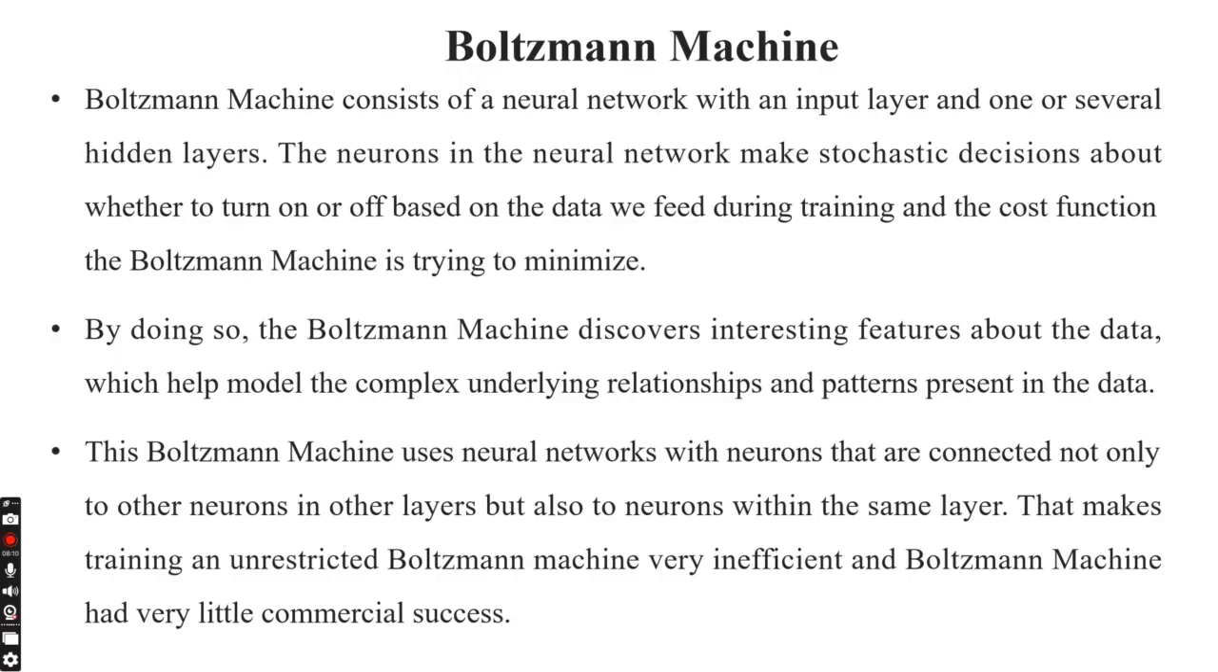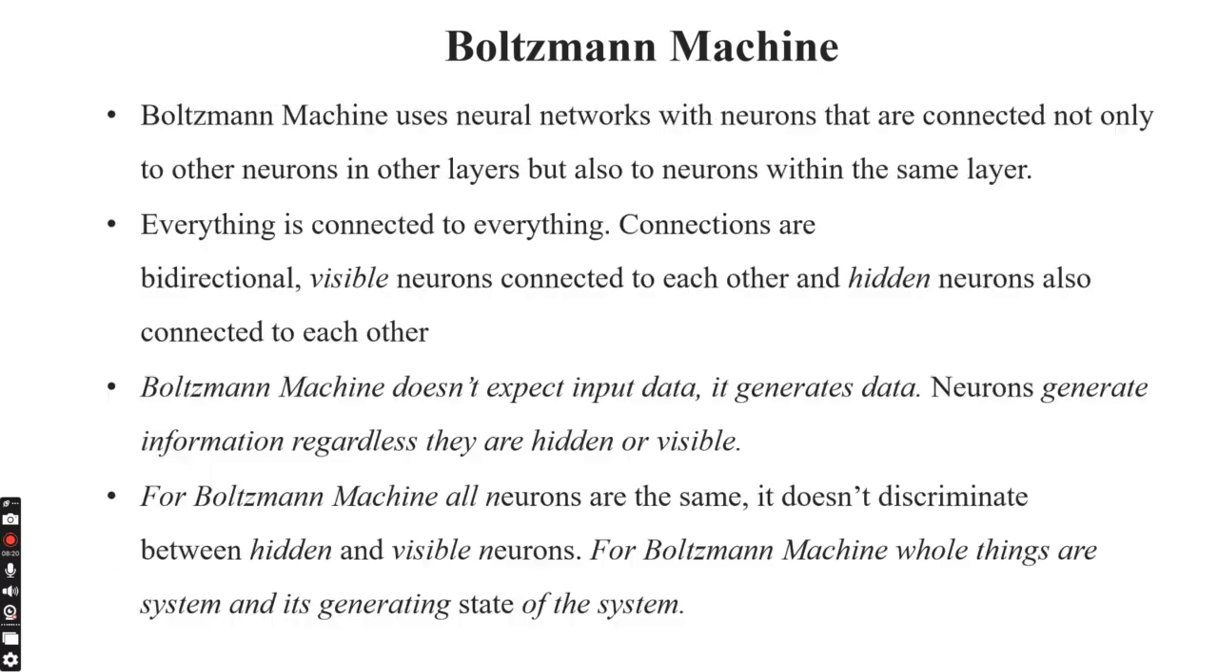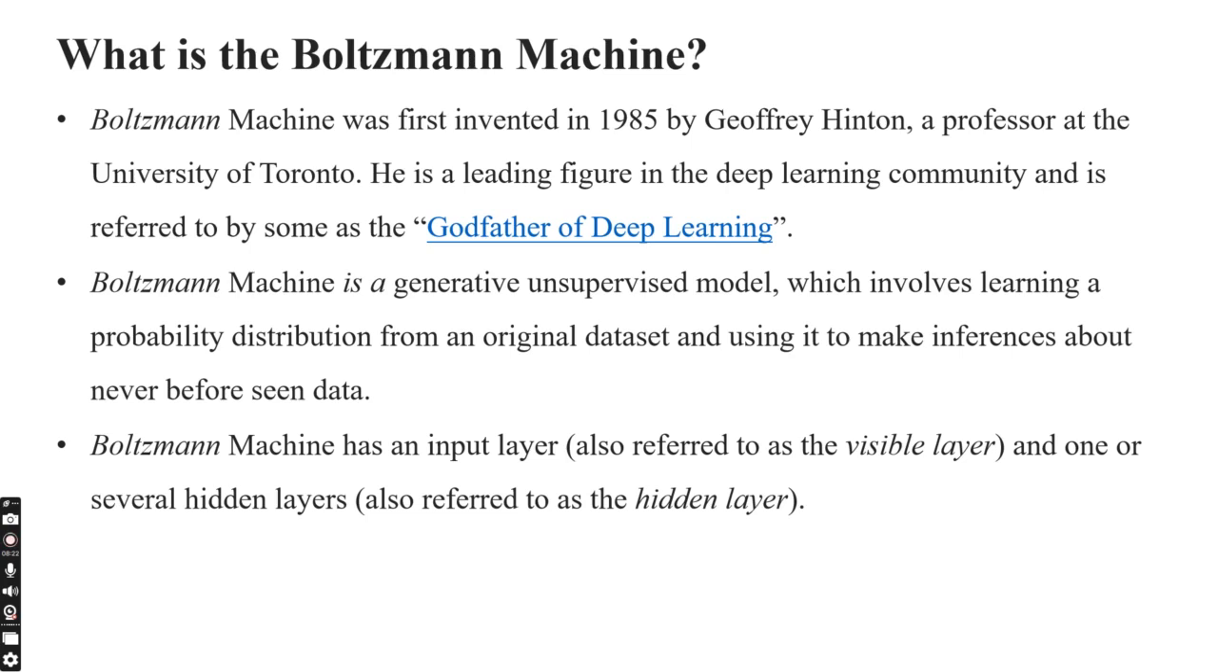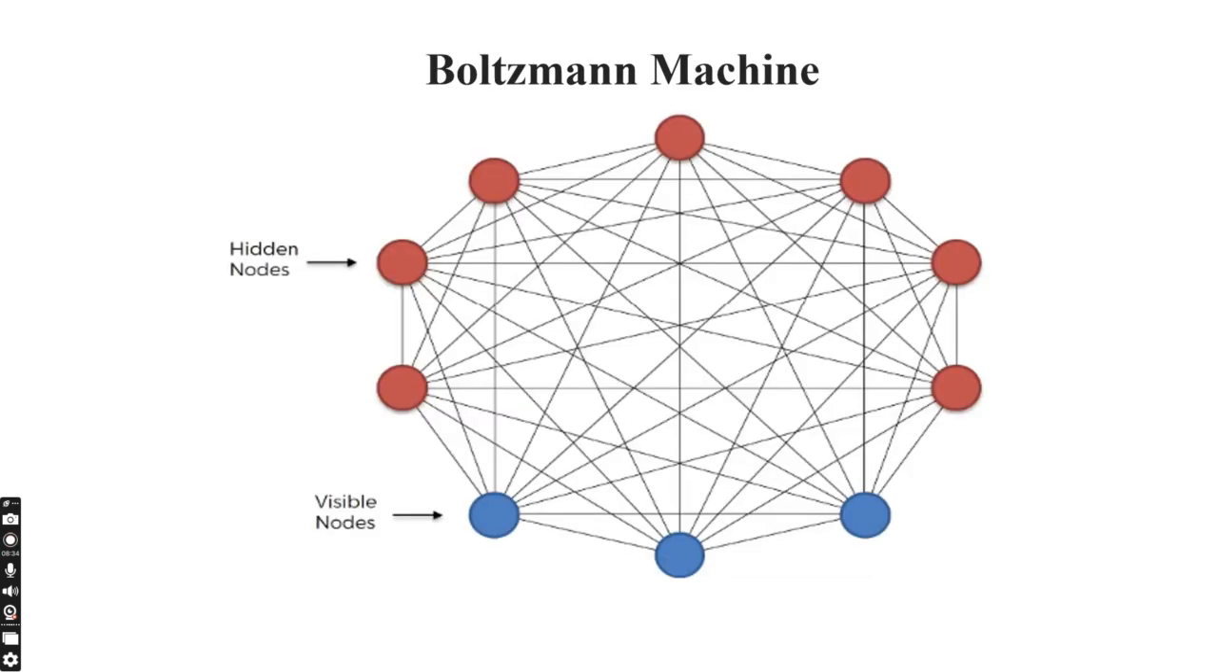So this is the introduction to the Boltzmann machine. Just recall what we learned about the Boltzmann machine. Then we go deeper into the Boltzmann machine and its types. The Boltzmann machine was founded in 1985, and it's a generalized generative unsupervised model, and it has many input neurons, I mean, many more hidden neurons.